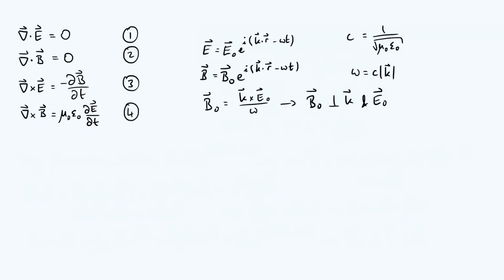So let's just take a moment to summarize the key results that we've got so far. We've concluded that E and B both have plane wave solutions with wave vector k, angular frequency omega.